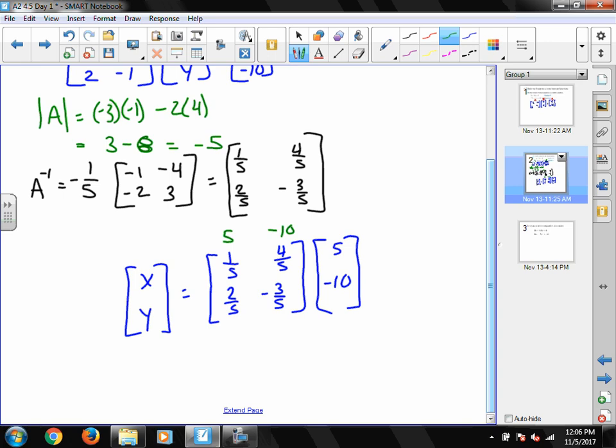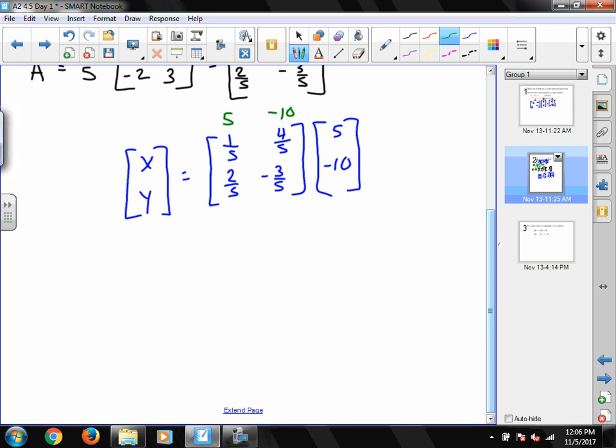I multiply down my columns and add the two columns together. So I'm going to get 1/5 times 5 and 2/5 times 5 plus 4/5 times negative 10 and plus a negative 3/5 times a negative 10.